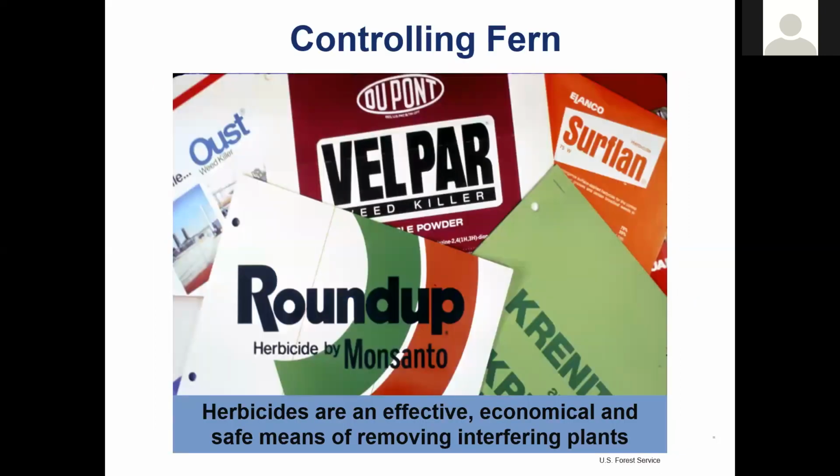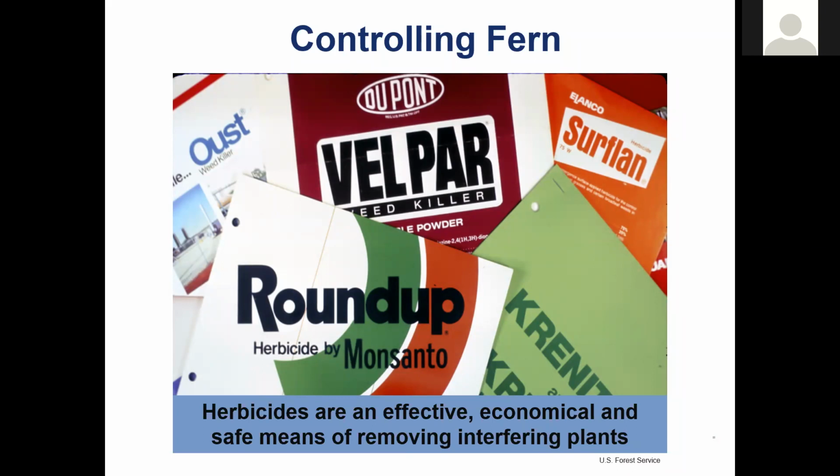And so this work was done by the U.S. Forest Service. The early work was actually started in the mid-1970s and became operational even in the late 1970s. And they looked at everything from using herbicides to prescribed fire to even mechanical removal. And they found that mechanical removal was just impractical. Mowing didn't work. It actually would just cause the fern to resprout. There was no way to remove it by hand.